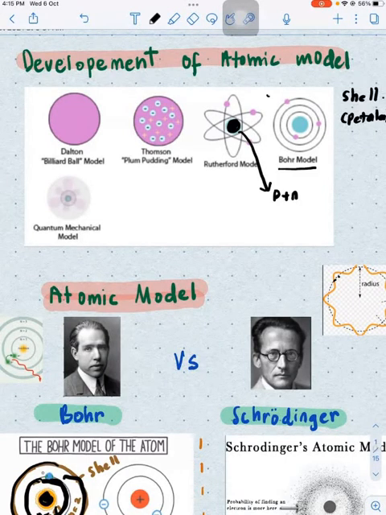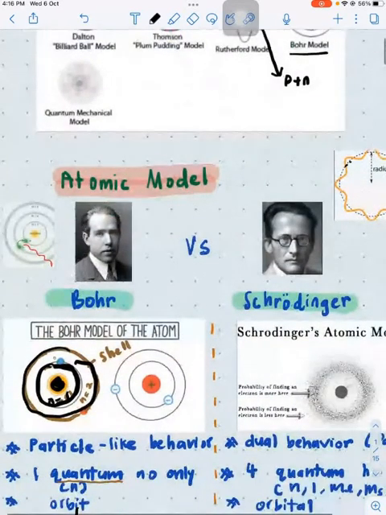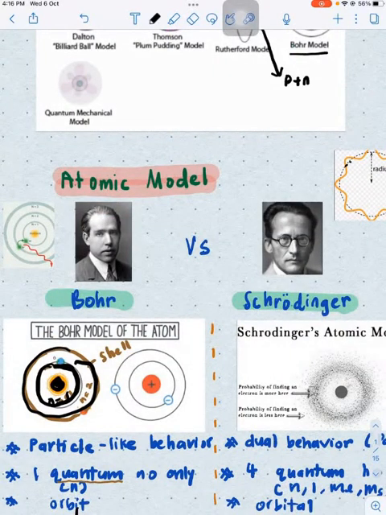Kenapa namanya pelik sangat quantum mechanical model? Because as I said, yang proofkan ni adalah mathematician. Jadi sebab tu nama mathematician and combination with physician, sebab tu nama pun bunyi ke arah fizik dan juga mathematics. Okay, so the comparison between Bohr model dan juga quantum mechanical model. So madam tunjuk sekali dengan gambar tuan dia, scientist dia.